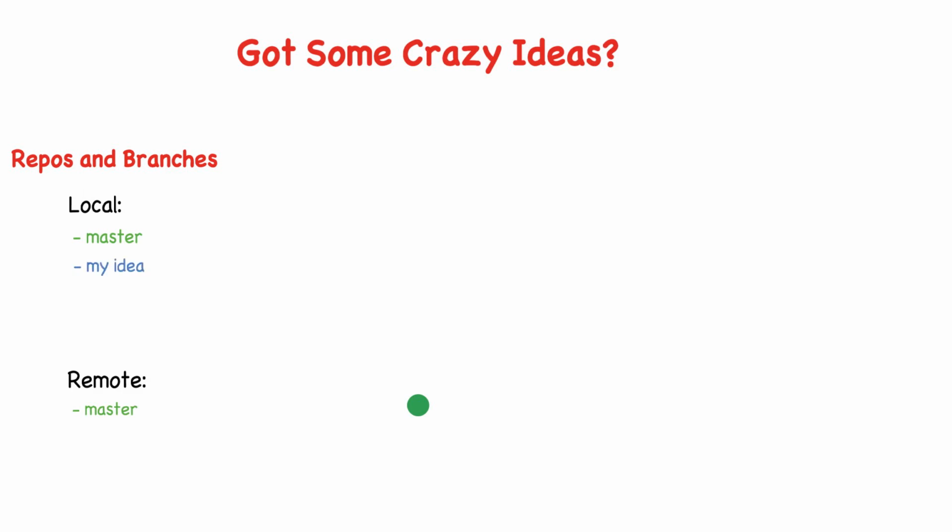If I want to try out a crazy idea, I can create a branch to keep the changes separate from the master version of the project until I'm convinced that it was a good idea and I actually want to implement it. I start again with a local master and a remote master. Now I create a new branch called My Idea and I push it to the remote repo. I do some programming in the new branch and I can do work on the master in parallel.